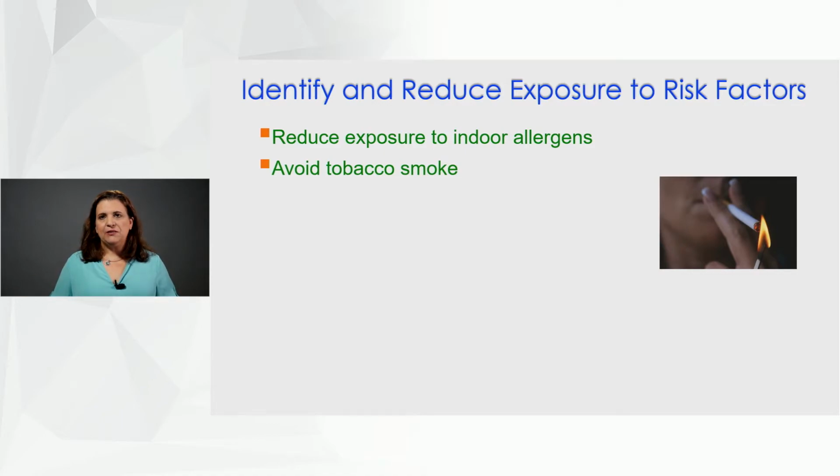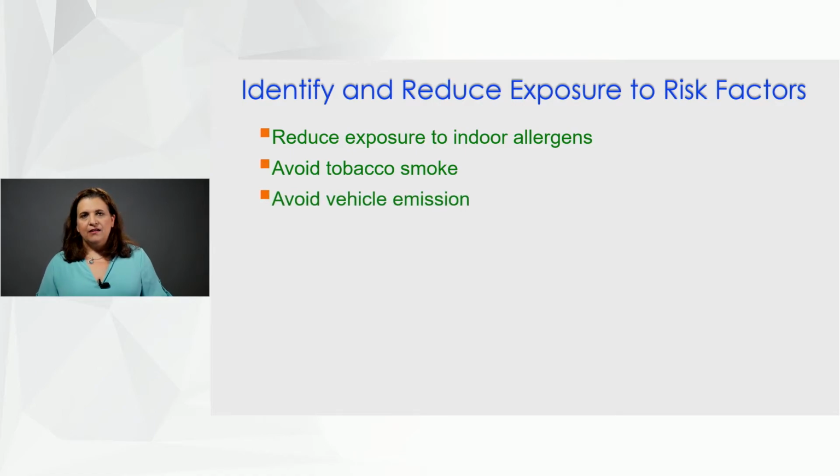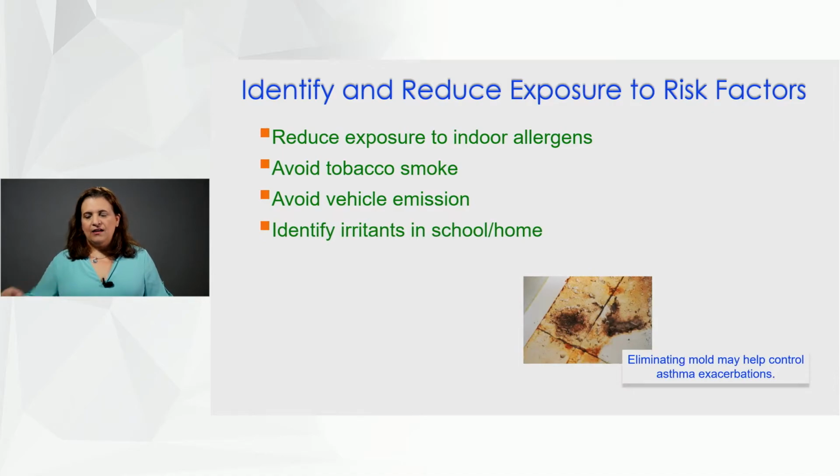Children with asthma should avoid tobacco smoke. Passive tobacco smoke exposure is known to trigger asthma and make asthma difficult to control. Children with asthma should avoid vehicle emissions. Irritants in the home and school should be identified and removed if possible. Things from strong cleaners or air fresheners to eliminating mold. All those will help control asthma exacerbations.